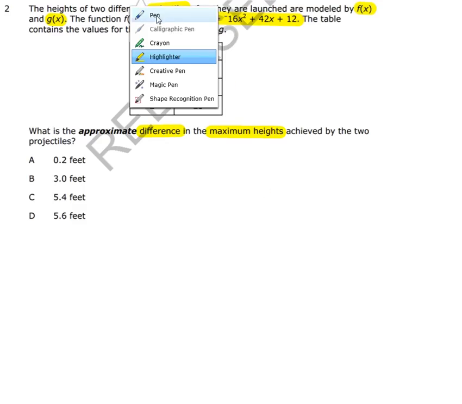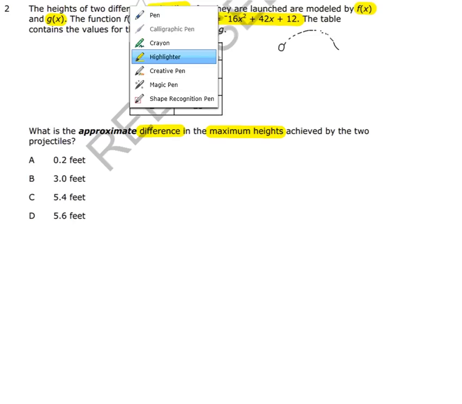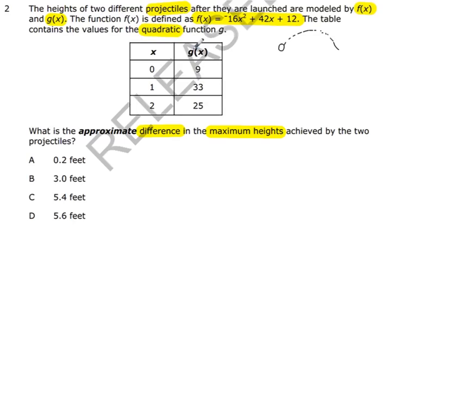All right, so these are two projectiles. Projectiles are always going to follow this curve right here, which is called a parabola, which is an example of a quadratic function. In this case, they actually tell us that g is a quadratic function. They give us one quadratic function, but the other one they give us the data in the table for. So we've got to figure out how to go from this to an equation to figure out the maximum heights.